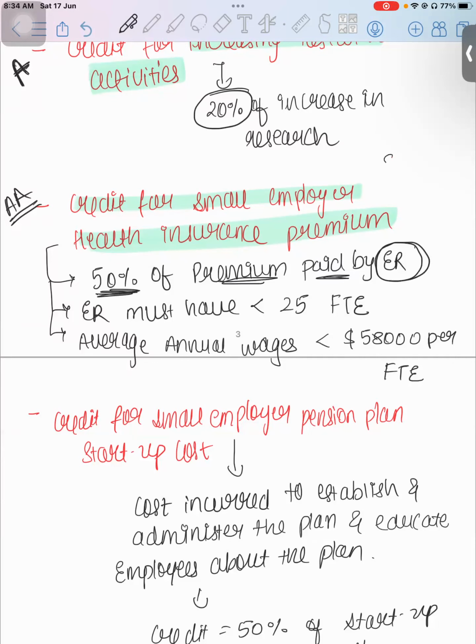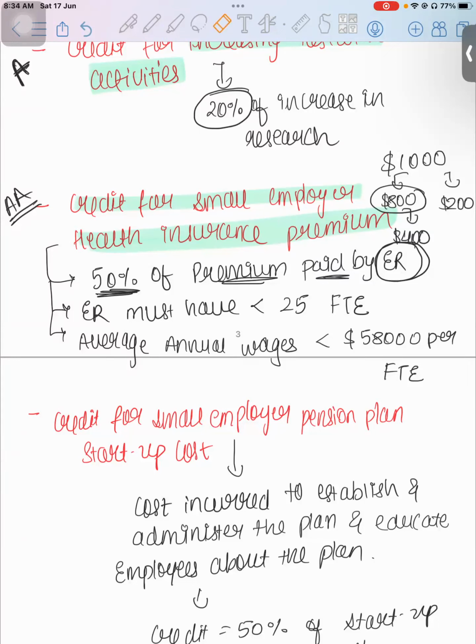Let's say the premium amount is $1,000, but the employer is paying $800 and the employee is paying $200. So $800 into 50% is $400. This much premium will be allowed as a credit.